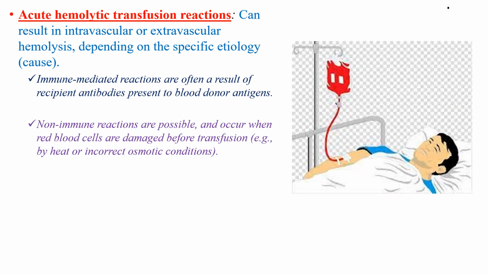The other is acute hemolytic transfusion reaction. This can result in intravascular or extravascular hemolysis depending on the specific etiology. Immune-mediated reactions are often a result of recipient antibodies present to blood donors' antigen, and non-immune reactions are possible and occur when red blood cells are damaged before transfusion, like by heat or incorrect osmotic conditions.